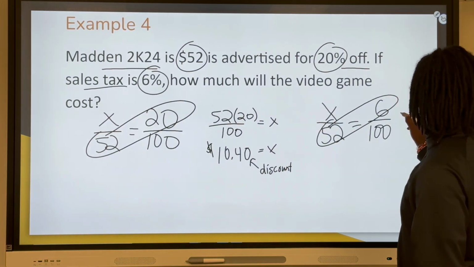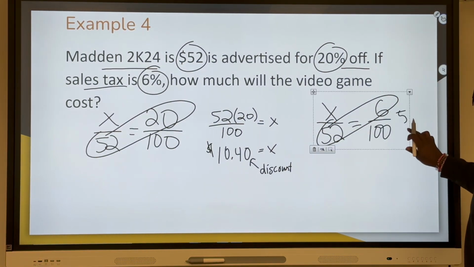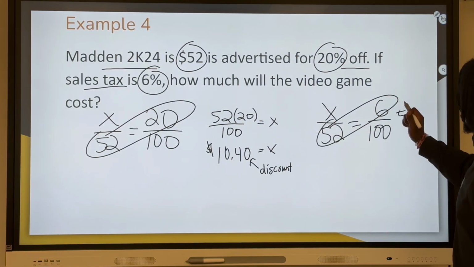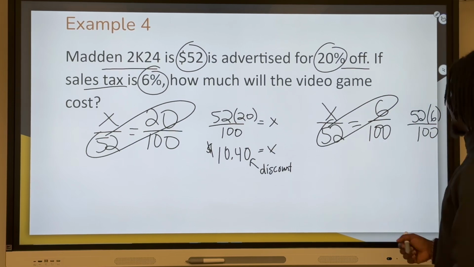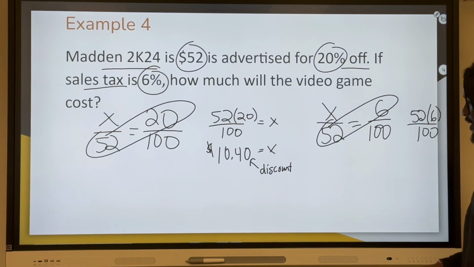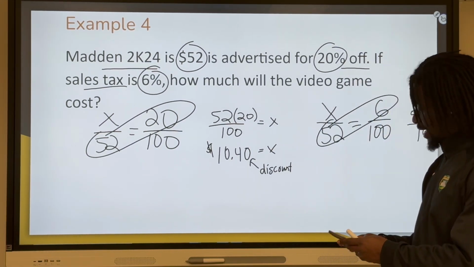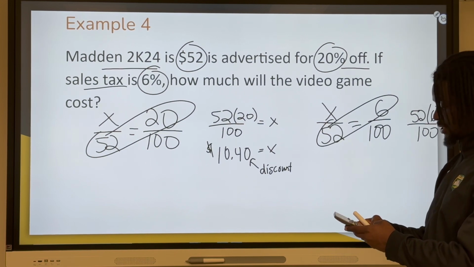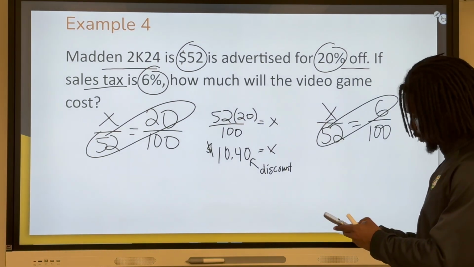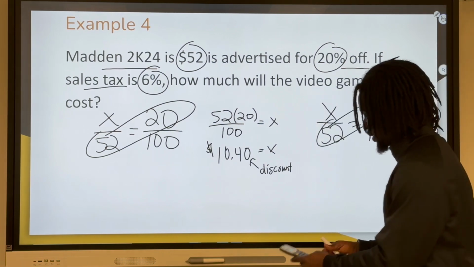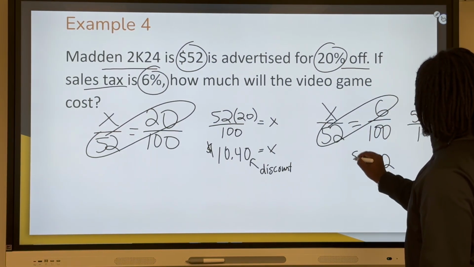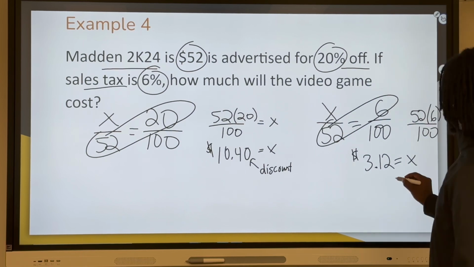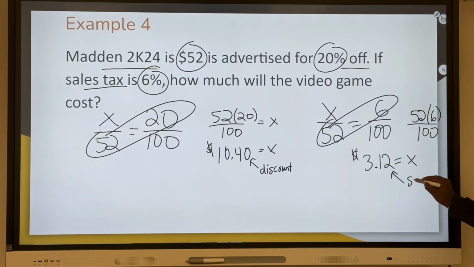So cross multiply. 52 times 6, then divided by 100. And that is going to give us the sales tax. So 52 times 6, that's 312. Divide by 100. That gives us $3.12. This is the sales tax.